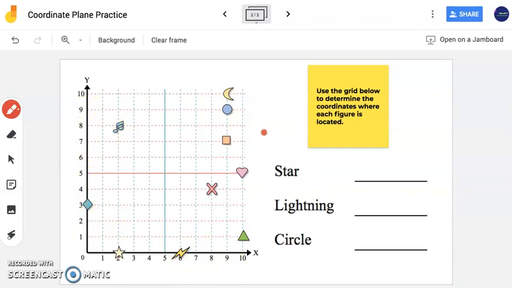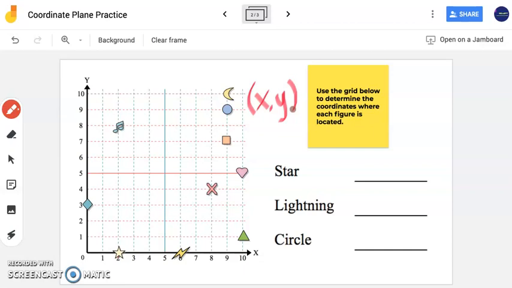Your goal is to use the grid below to determine the coordinates where each figure is located. You are given a star, lightning, and circle, and you need to find out those coordinates known as an ordered pair. Now, my ordered pair is always my x value first, then my y value. Notice to separate my x and y value, we put a comma between those two values that are inside parentheses, and that represents my ordered pair.